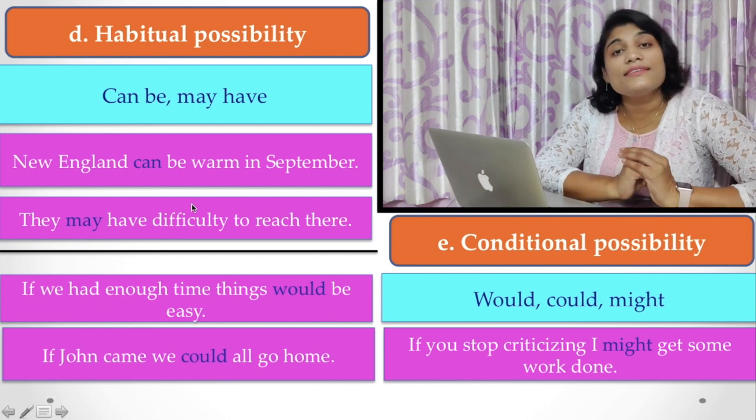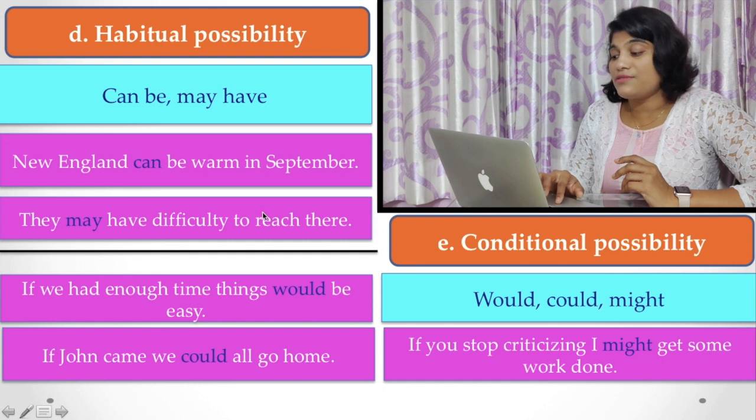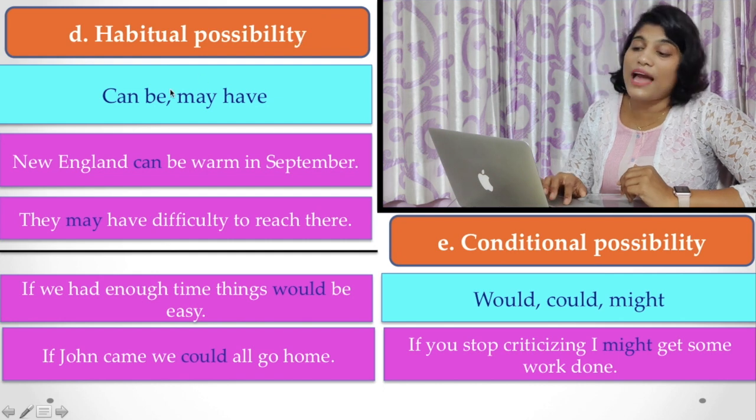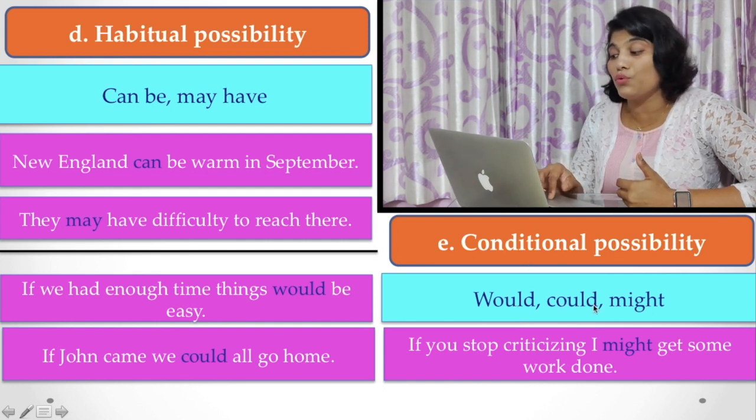Here, there are some conditional possibilities also. In that case, we have to use would, could, or might. If it is habitual possibility, we have to use can be, may, and may have. But in case of conditional possibility, we have to use would, could, or might.